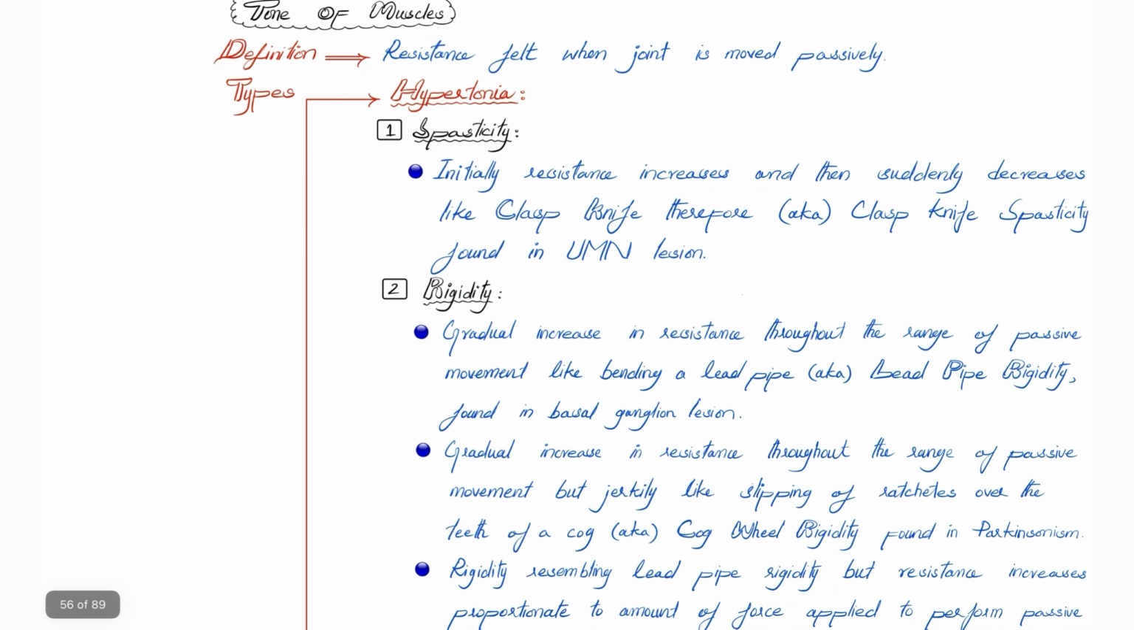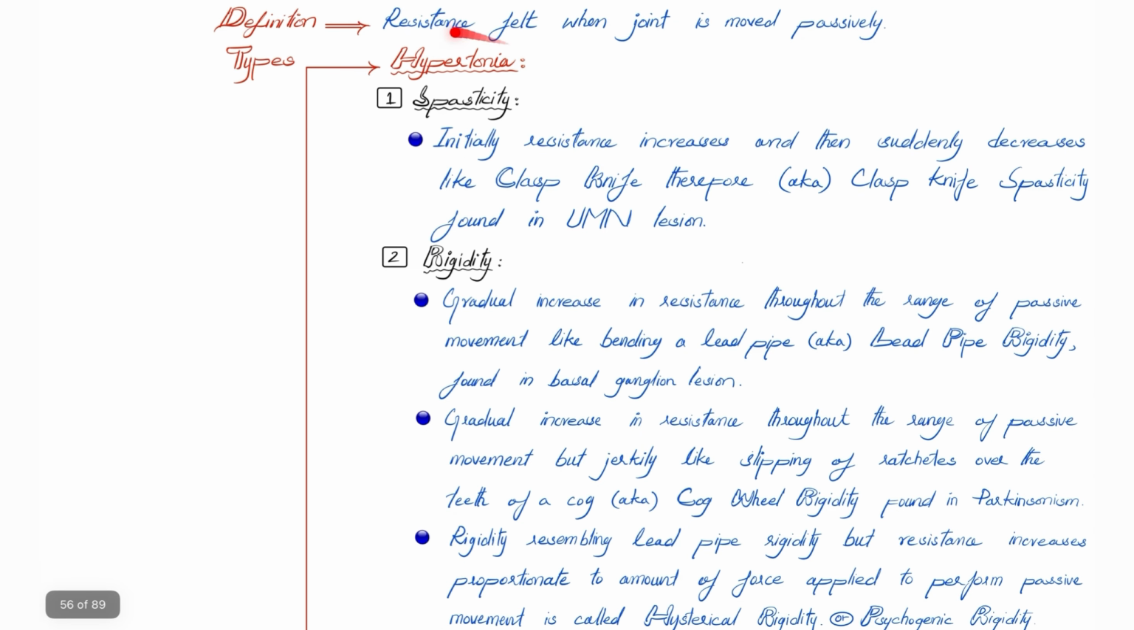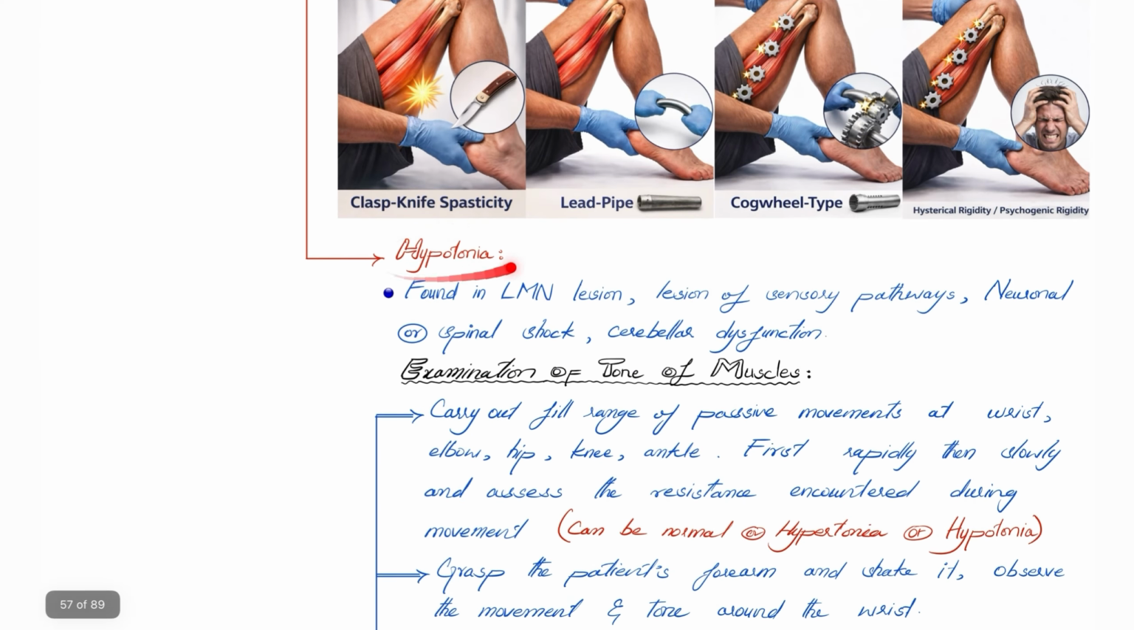Now it is time to measure the tone of muscles. Now what is tone of muscle? The resistance felt when a joint is moved passively is called tone of muscle. Now tone of muscles can either be increased, which is called hypertonia, or can be decreased, which is called hypotonia.